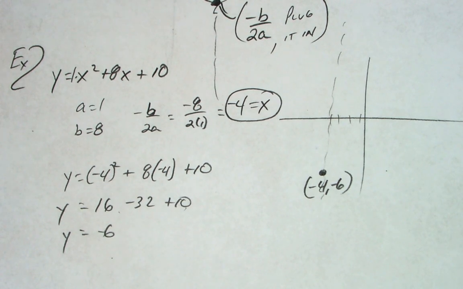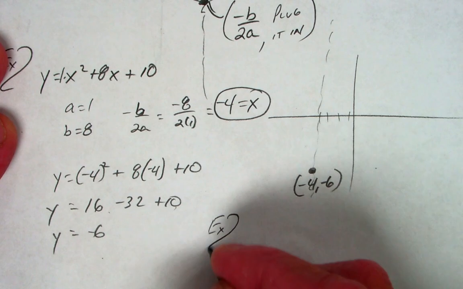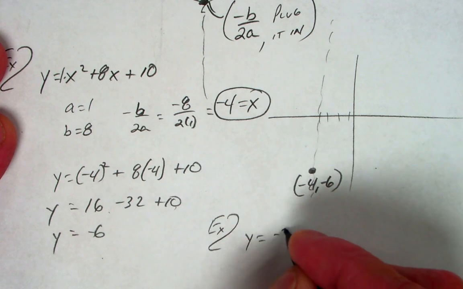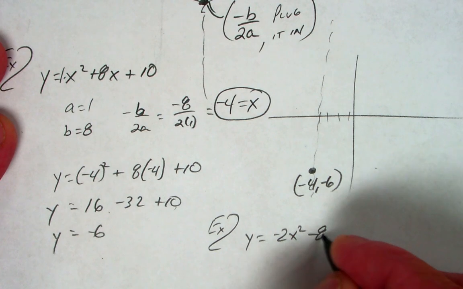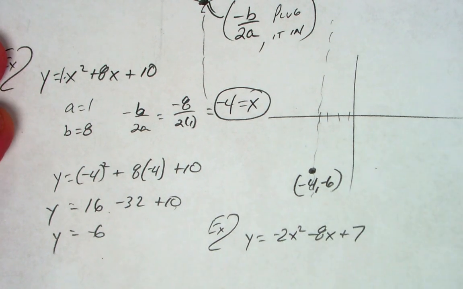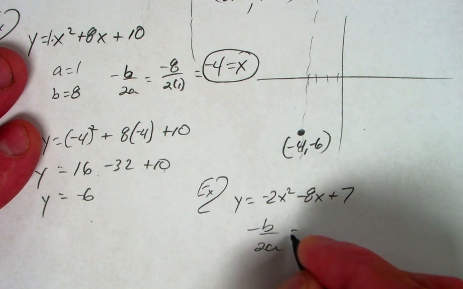So I've modeled one. Let's see if you can do it. Going to throw in some negatives. Okay. I want you to find your negative b over 2a. Compare with your neighbor before you go any further.